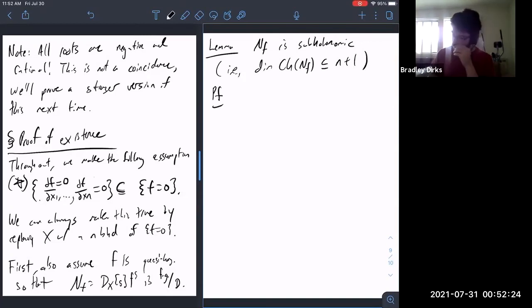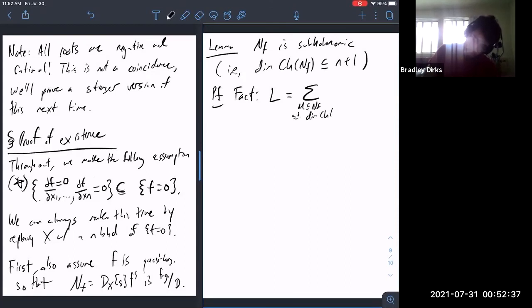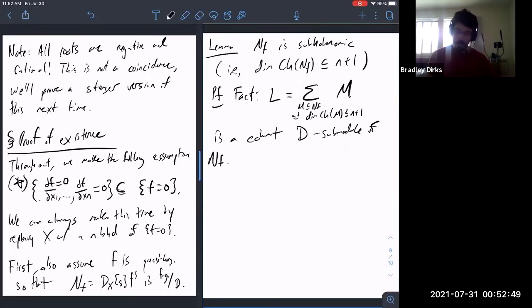So the proof is, maybe this is also a fact that I won't show, but if we look at this thing, which is the sum of all submodules of N_f such that their dimensions have this property, this is a coherent D-submodule of N_f.